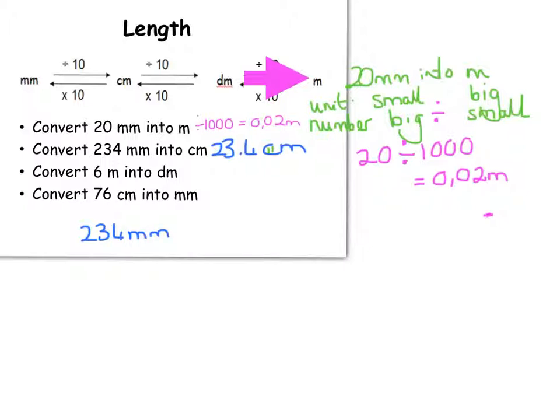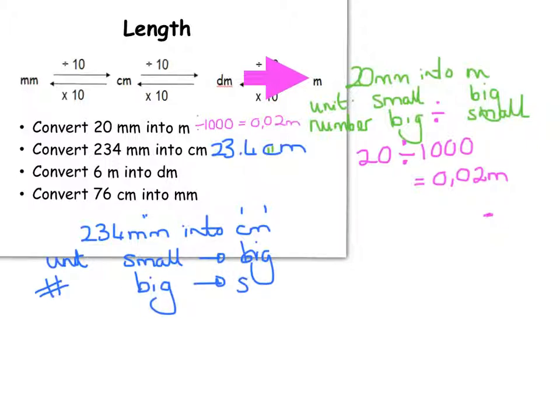234 millimeters into centimeters. If I look at the unit, 1 millimeter is tiny, 1 centimeter is a little bit bigger. So the unit is small to big, which means that my number, hashtag is an abbreviation for number, will go the other way around. It will go from big to small. How do I do that? I divide. So if I'm going to divide, how much do I divide by? I take 234 and I divide it by, well, we're only going one little hop along here, so we divide it by 10. And my answer comes out to be 23,4 centimeters.